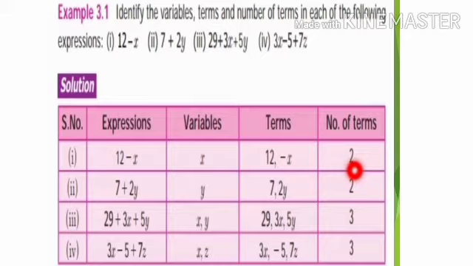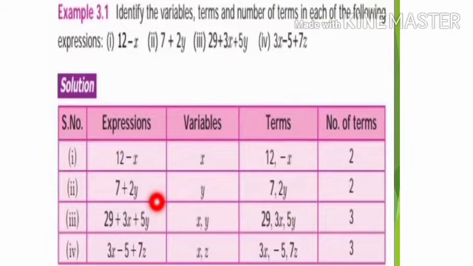And in the next algebraic expression, 7 plus 2y is obtained by adding two parts, 7 and 2y. Here 7 and 2y are known as terms. And how many terms are there? 1, 2. Two terms are there. And here the letter y is given in this algebraic expression. So the variable is y.